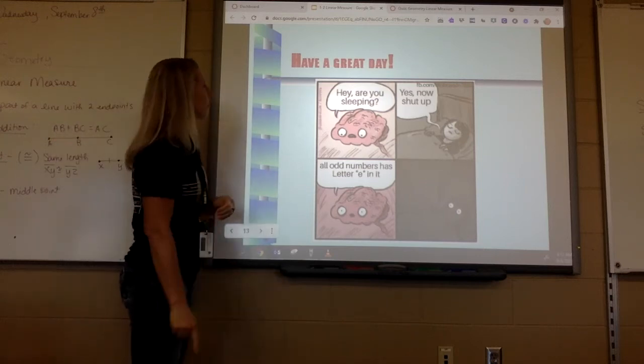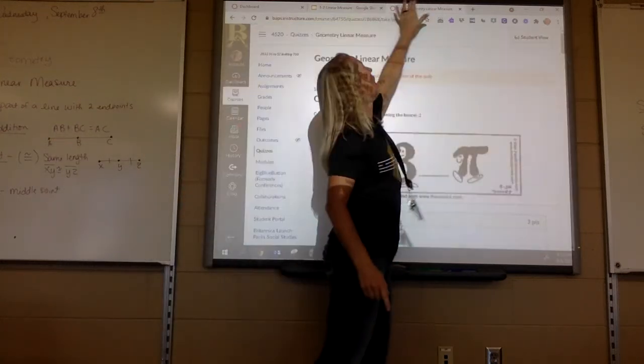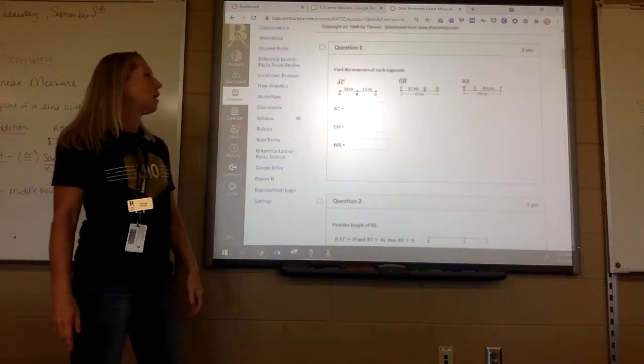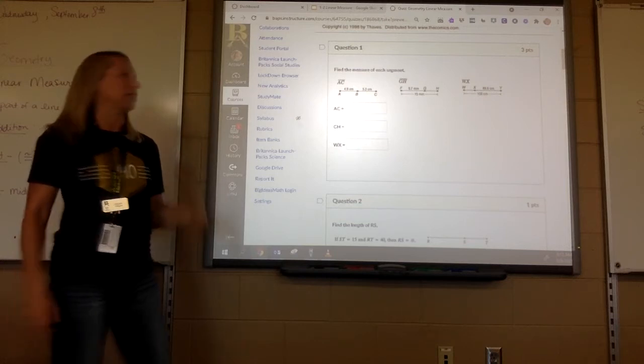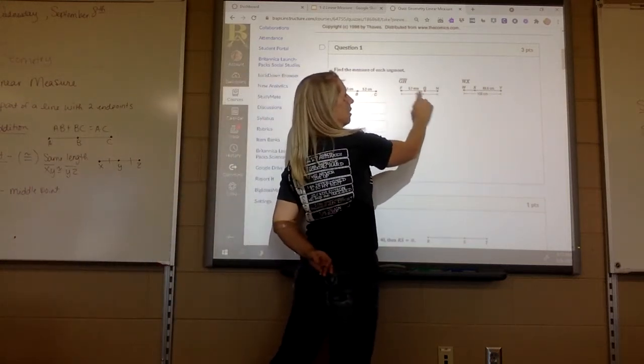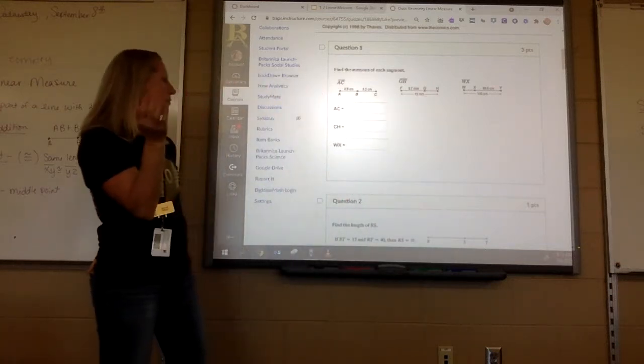All right, so this should be unlocked. Except for Uno. So number 1, you're just finding each missing link. You have to decide whether you add the numbers together or you subtract the numbers to find the missing piece.